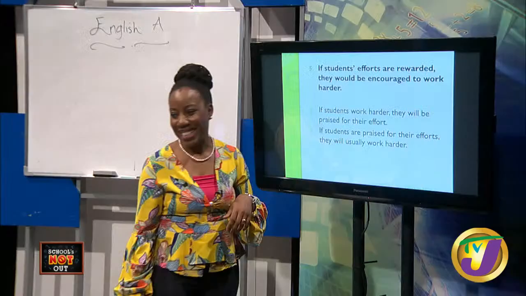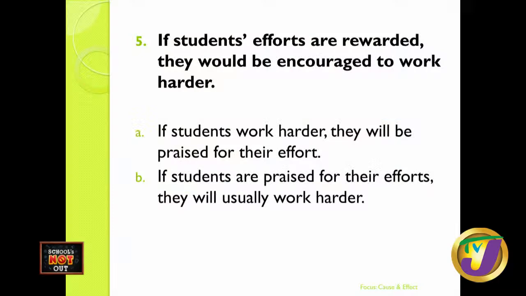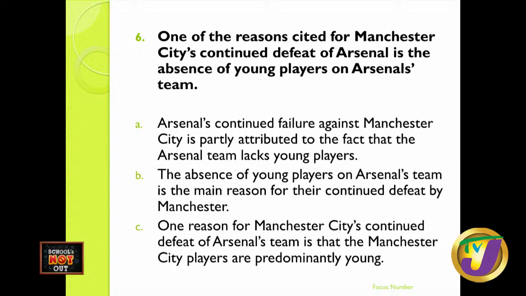All right. Let us look at another one. Number six. Sometimes the element or factor that causes options to be incorrect is the number, the idea of how many that is included in the options. The original sentence for number six says, one of the reasons cited for Manchester City's continued defeat of Arsenal is the absence of young players on Arsenal's team. Let me read that one again for you. One of the reasons cited for Manchester City's continued defeat of Arsenal is the absence of young players on Arsenal's team.